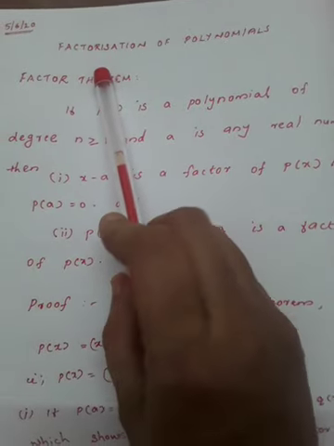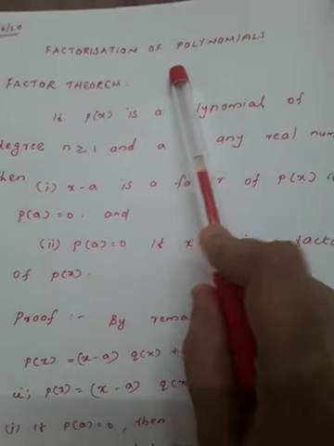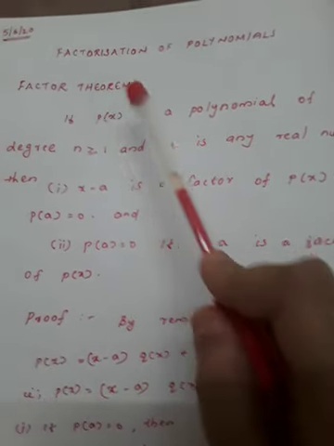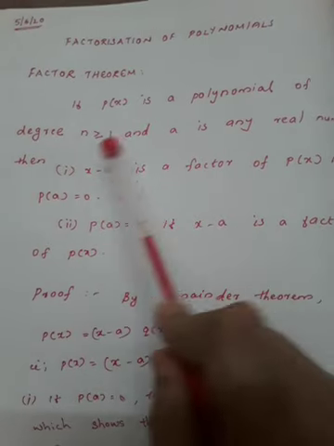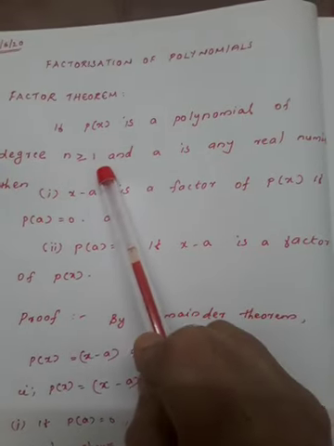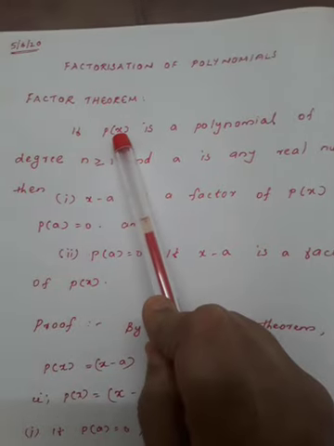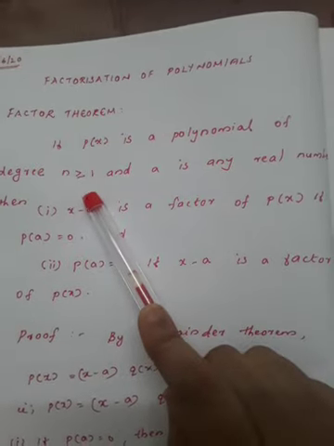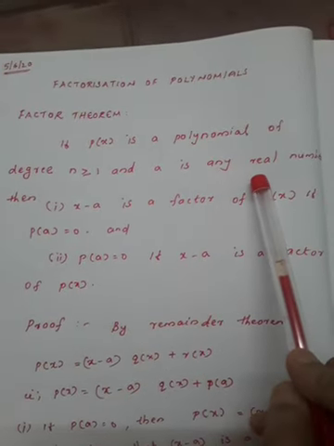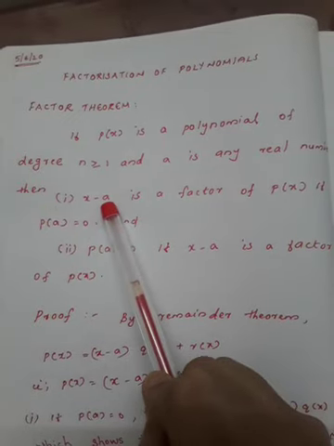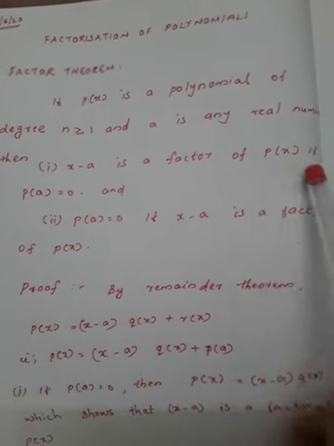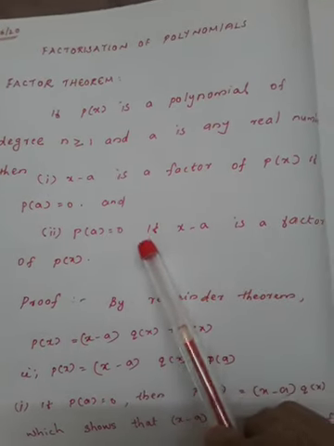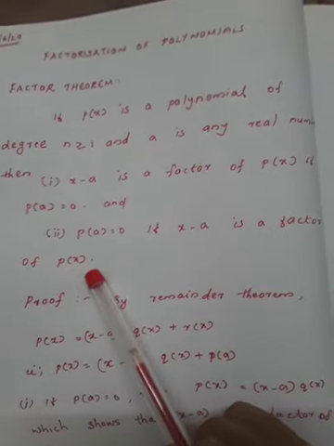Now the next subheading is factorization of polynomials. Before that, we can see what the factor theorem is. If p of x is a polynomial of degree n greater than or equal to 1, that means p of x is a polynomial with degree greater than or equal to 1, and a is any real number, then x minus a is a factor of p of x if p of a equals 0, and p of a equals 0 if x minus a is a factor of p of x.